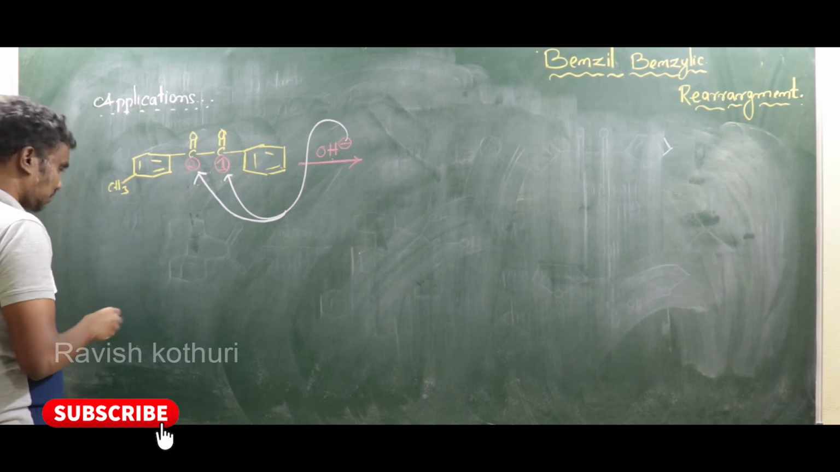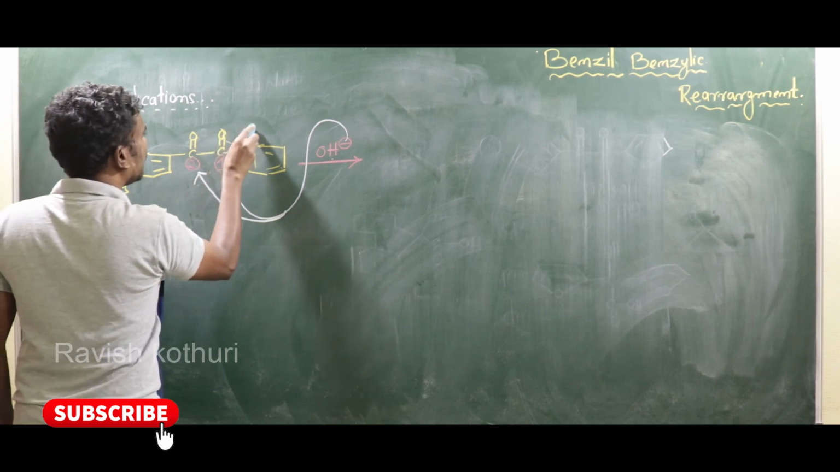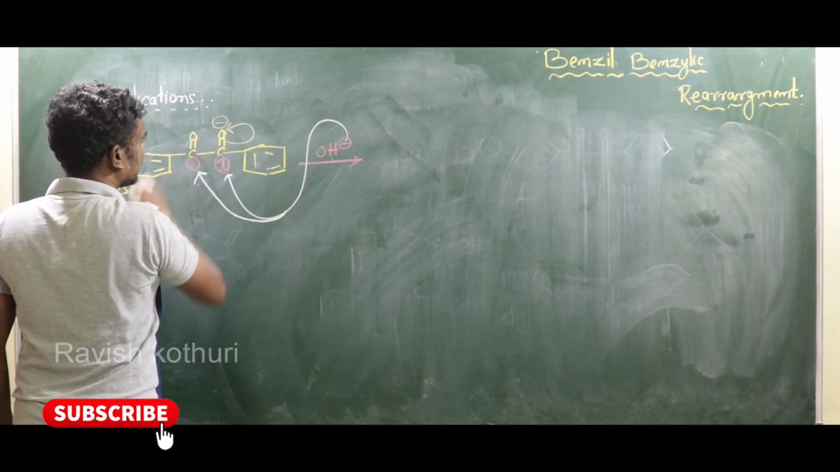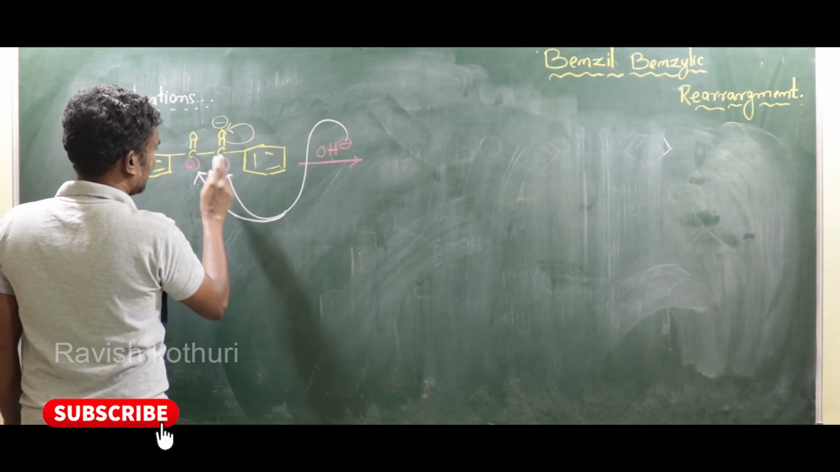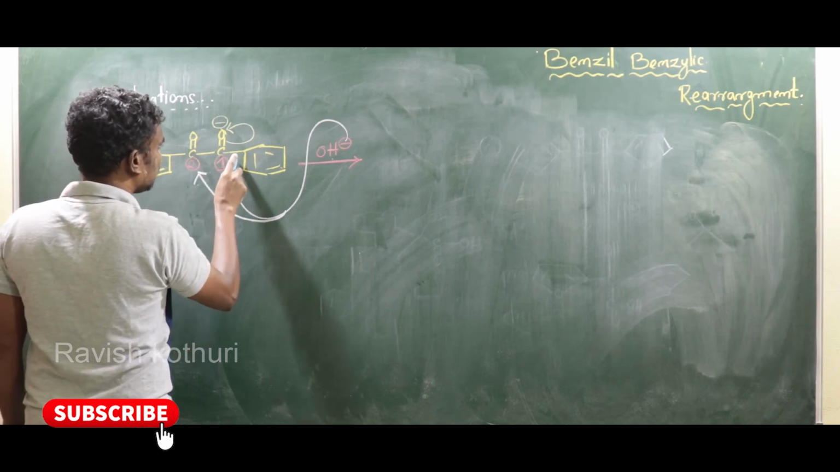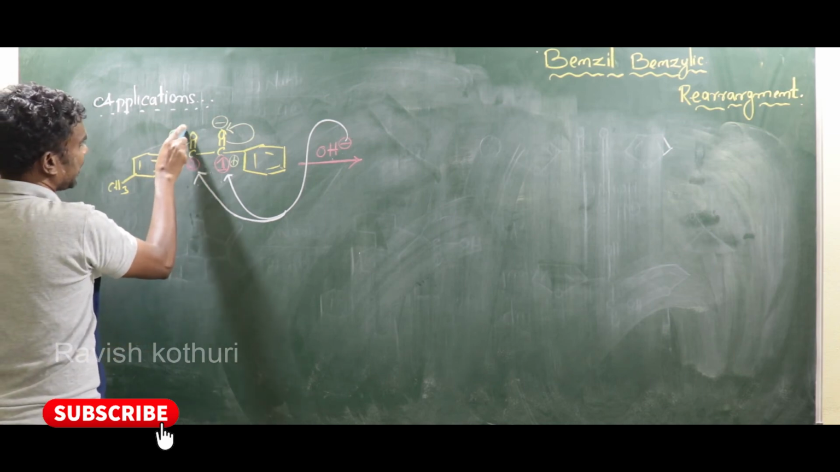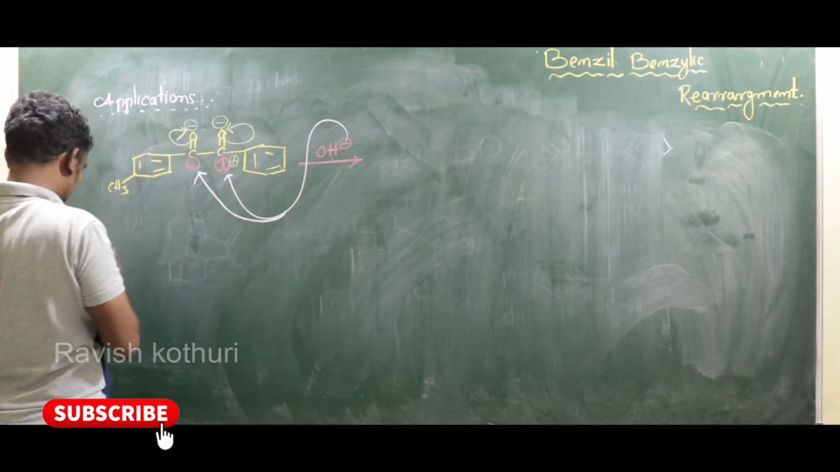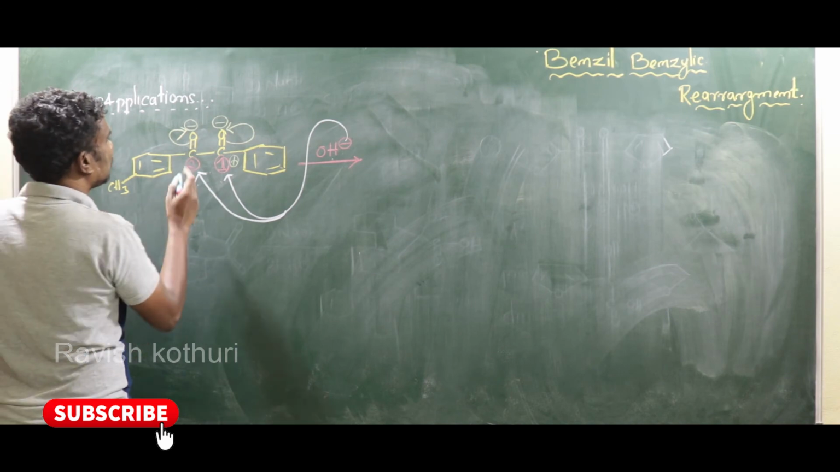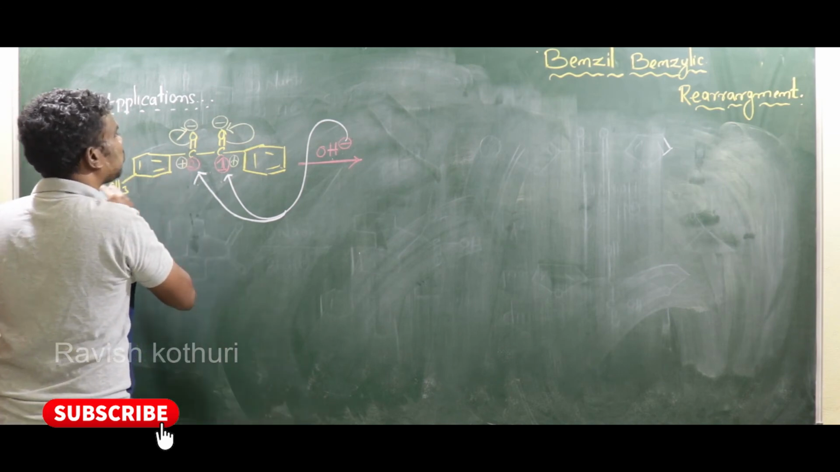Observe carefully here. If heterolytic cleavage takes place, it gets a negative charge, right? The first carbon gets a positive charge. Now observe carefully here. It breaks, heterolytic cleavage takes place, it gets a negative charge. What happens? The second carbon also gets a positive charge.